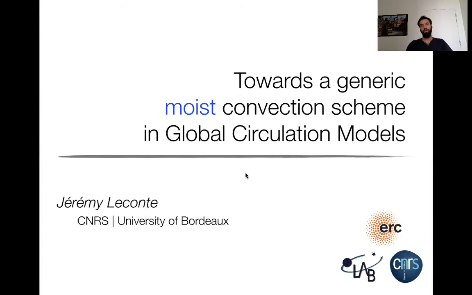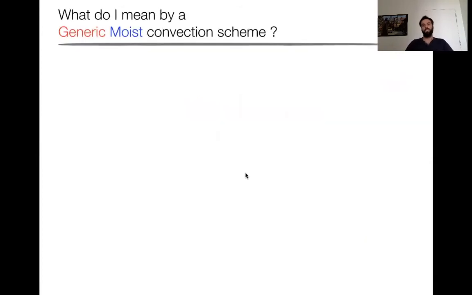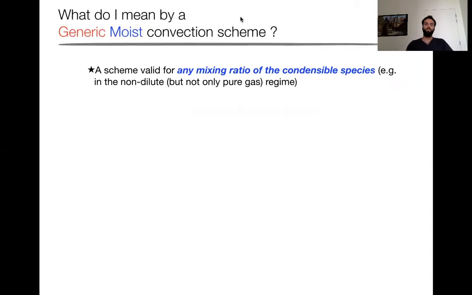And so what do I mean by a generic moist convection scheme? For me, a generic moist convection scheme is a scheme that is valid for any mixing ratio of the condensable species, because most moist convection schemes have been created for Earth, where water vapor is only a trace gas. But you have to think of Mars, where CO2 can condense and can create convection, but CO2 is almost a pure gas in this regime. And so it's completely different. And of course, we want to be able to do everything in between these two situations.